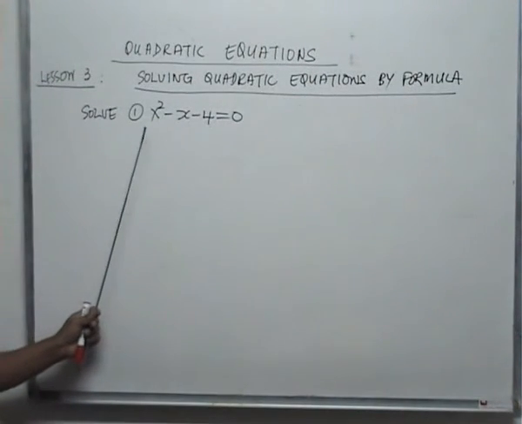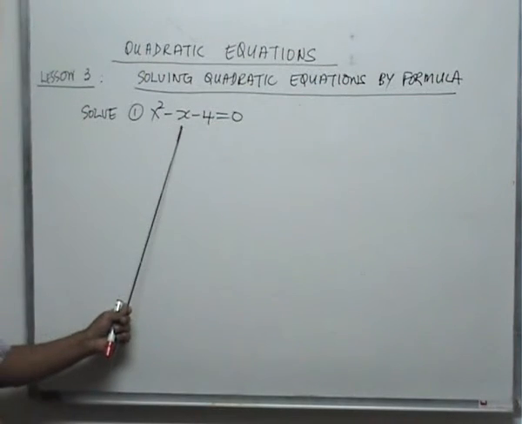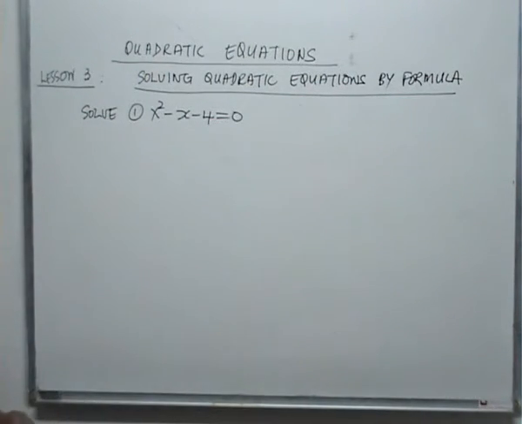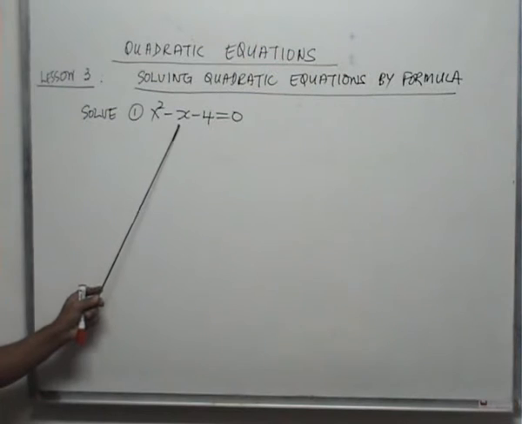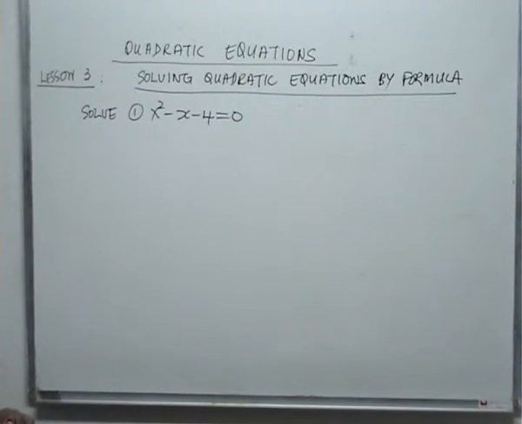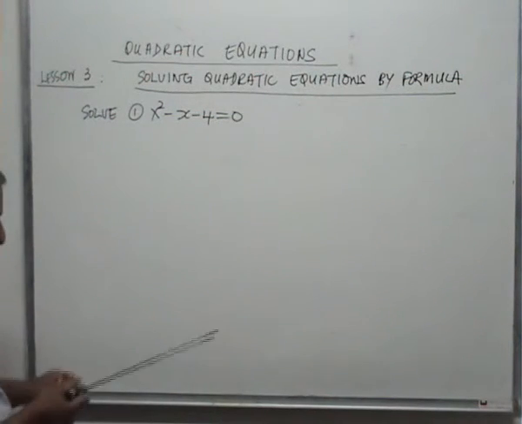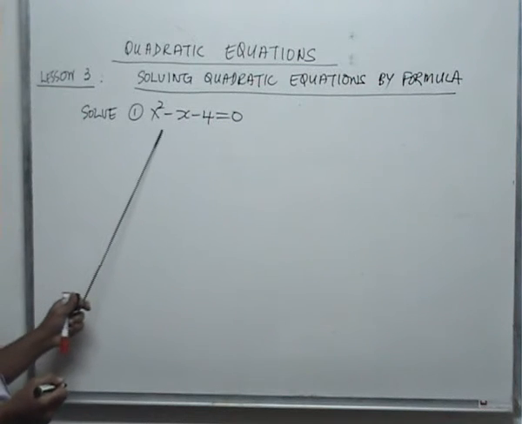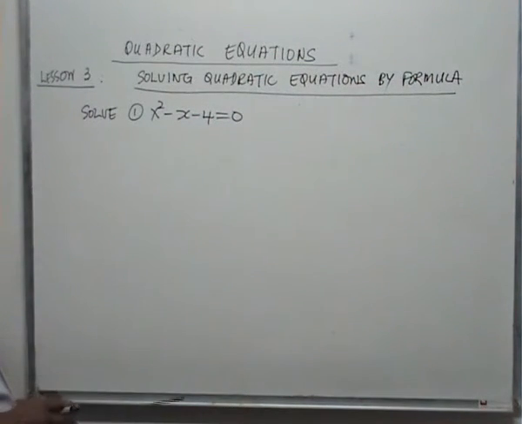Okay, so here we have an example. Solve x squared minus x minus 4 is equal to 0. Now if you try to factorize this example, it's not going to factorize. You can try as much as you like, you're not going to find the factors. So there are numbers that can make this equation true. So what we have to do, we have to use the formula.